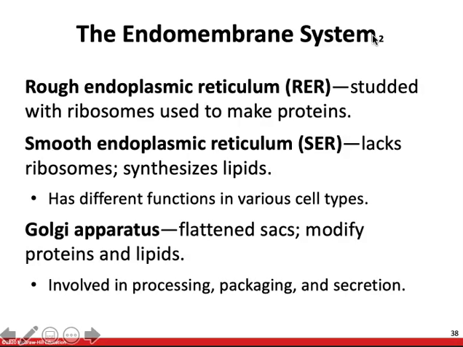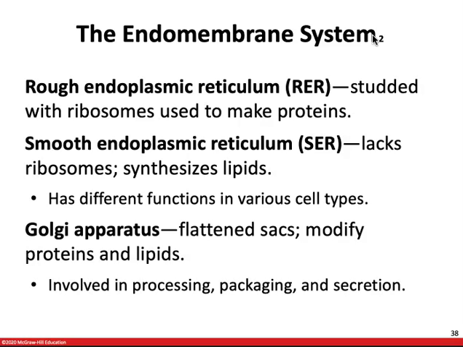First, we have the rough ER. The rough ER is going to be studded with ribosomes on the cytoplasmic side. This is going to be the site of protein production because, like we said, ribosomes are little protein factories. Therefore, the endoplasmic reticulum that is covered in ribosomes is going to be responsible for synthesizing proteins.